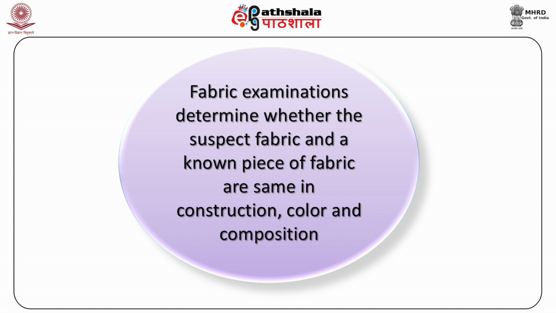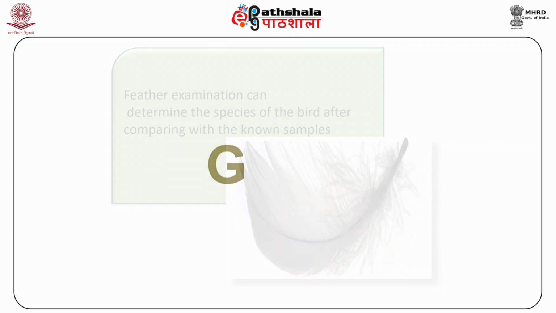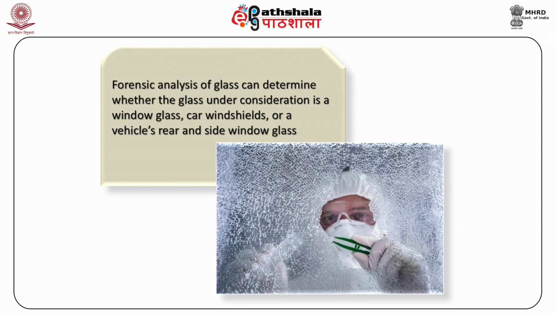Fabrics. Fabric examinations determine whether the suspect fabric and a known piece of fabric are same in construction, color and composition. Feathers. Feather examination can determine the species of the bird after comparing with the known samples. Glass. Since different types of glasses are produced in different ways, it is possible to determine the source from which the broken piece of glass used as the evidence originated.